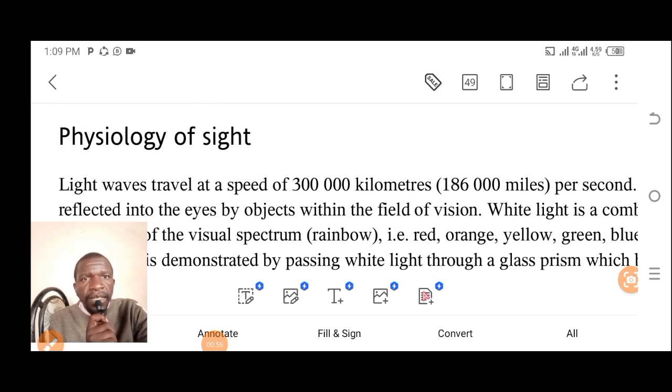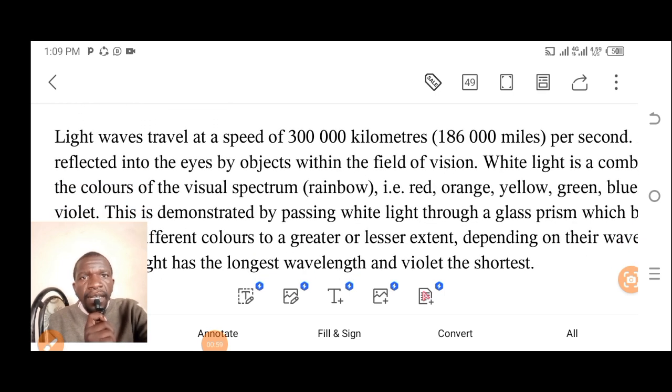So physiology of sight, generally light waves travel at a speed of 300,000 kilometers. Can you just imagine? 300,000 kilometers per second. So light is very fast. So this is what happens.